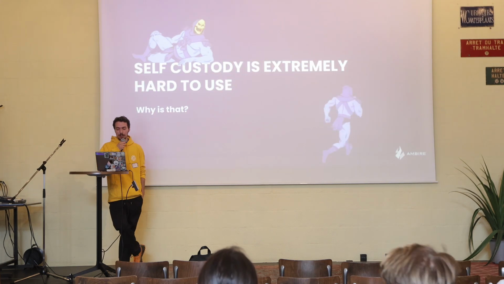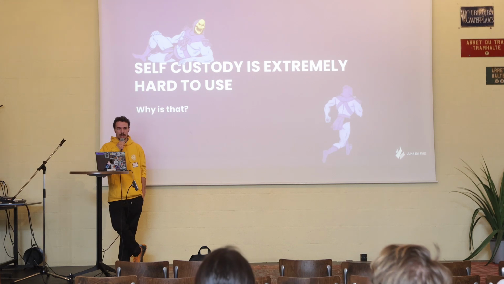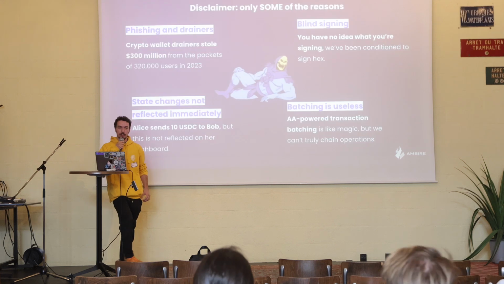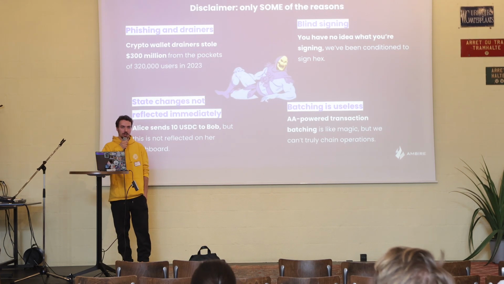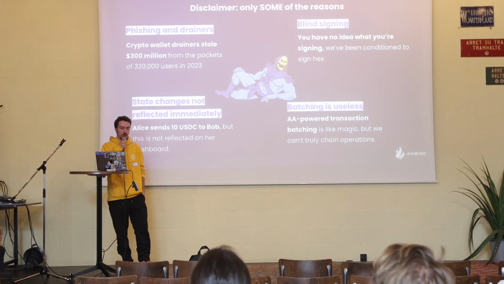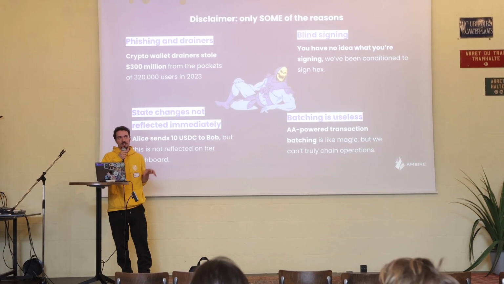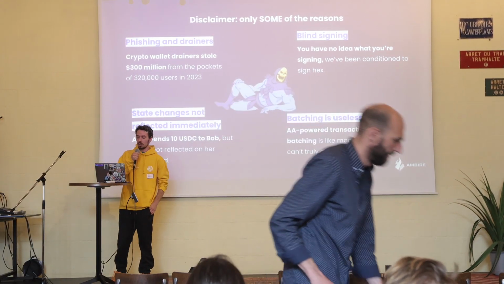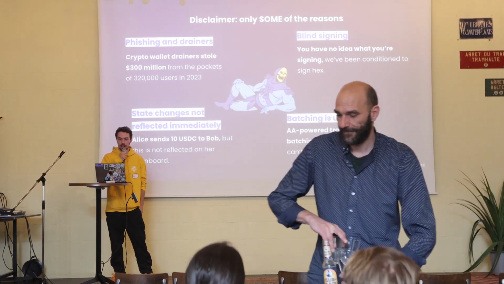So, what's the problem? The problem is that self-custody is extremely hard to use, as we already covered. And what's the reason for this? Well, there are many reasons, but let's cover some of the ones that are related to this talk in particular. So we all know about phishing and drainers, and it's not only the new people who can get scammed in this space. It's also very experienced people, and basically phishing attacks can go after everyone. So we all know the stats, I guess. Over 300 million lost last year.